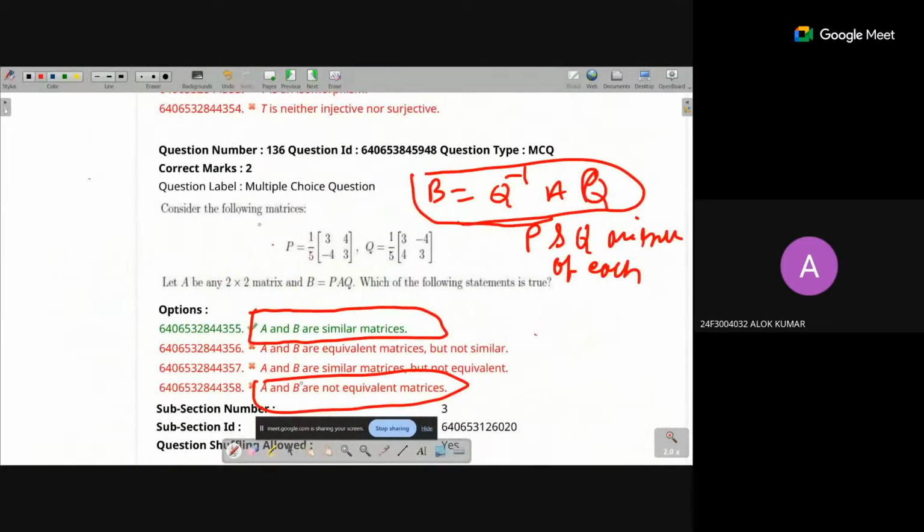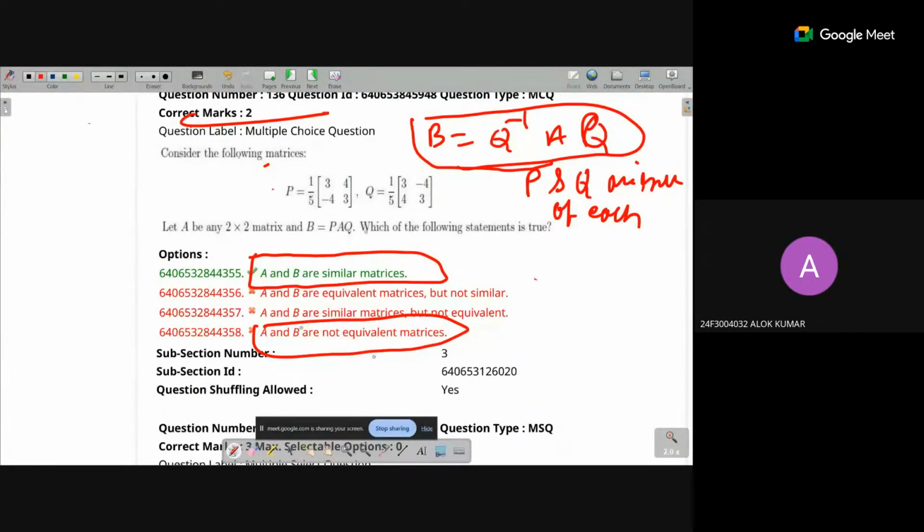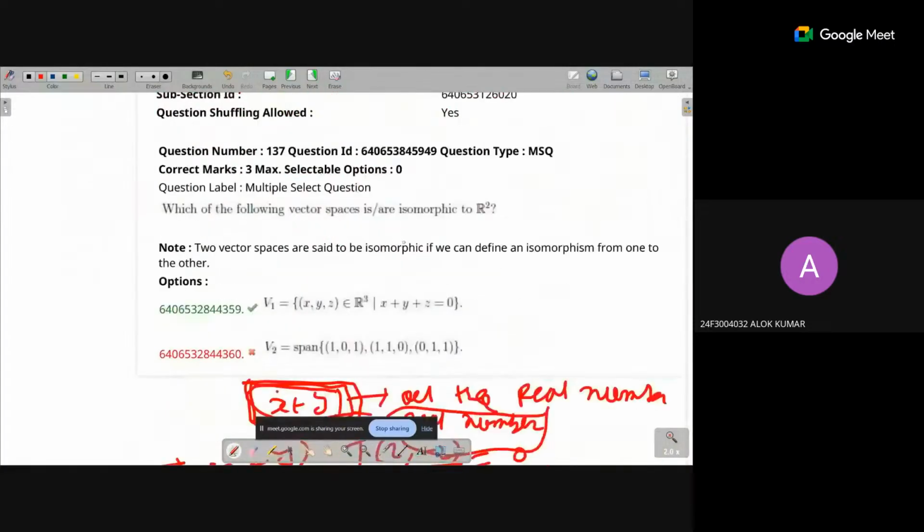So any doubt in question number 2? Sir, how can we find the inverse of a 3 by 3 or 4 by 4 matrix? Mostly in Q2 you will not find that question. That's a highly involved problem, so you can refer to it. Nobody is going to ask the inverse of any matrix.